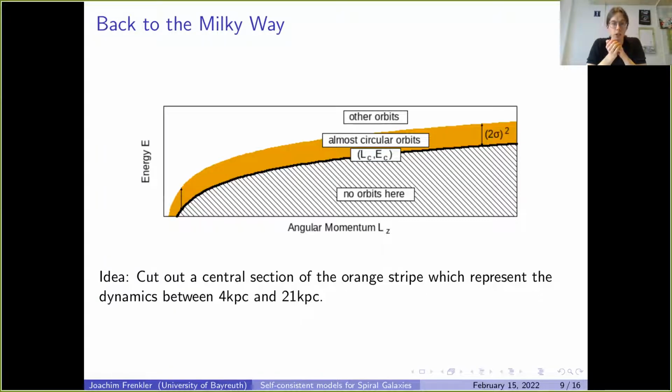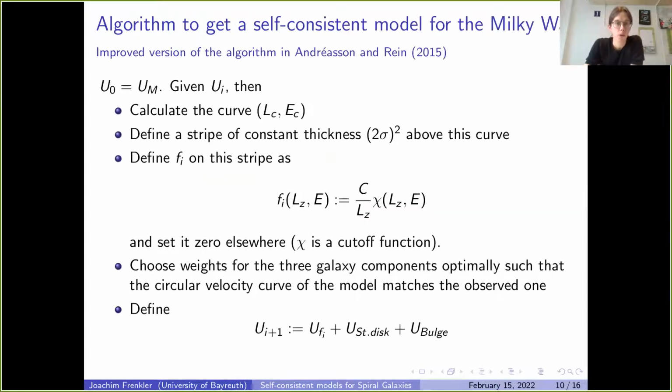Then we have to think about how much mass we equip with this dynamics, and we have to re-include the bulge and the stellar disk, which we have ignored up to now. And we also have to think about how much mass these two components need to have. The only thing that we lose by doing so is the self-consistency of the dynamics. And this self-consistency we want to restore with the following algorithm.